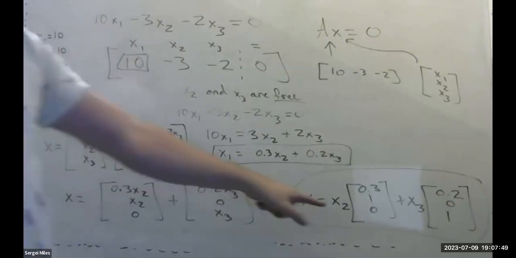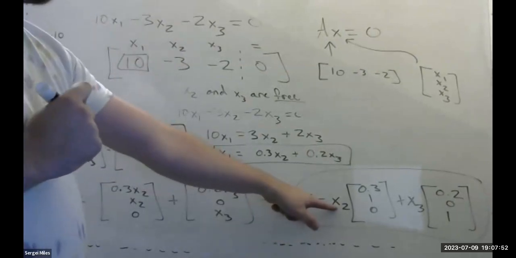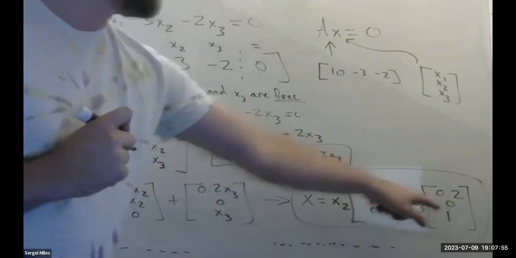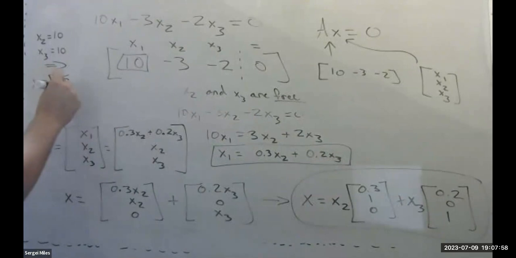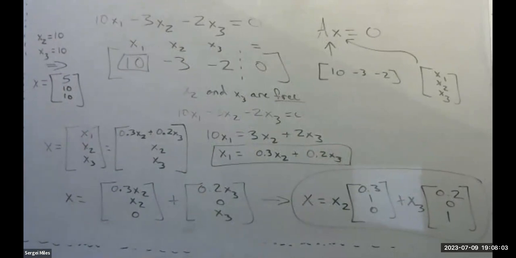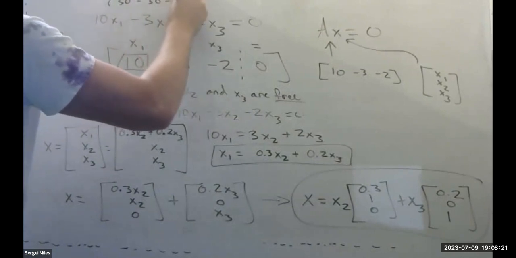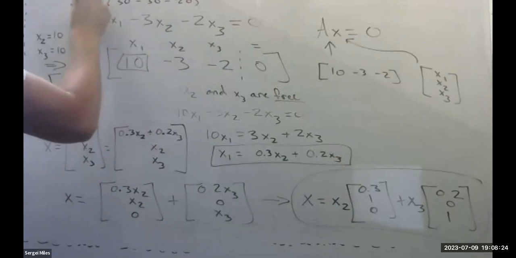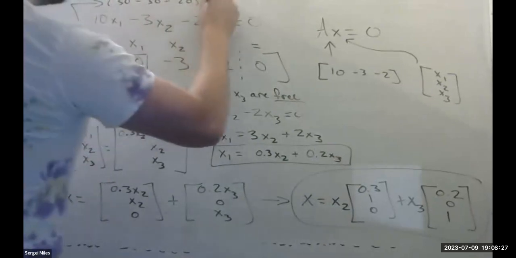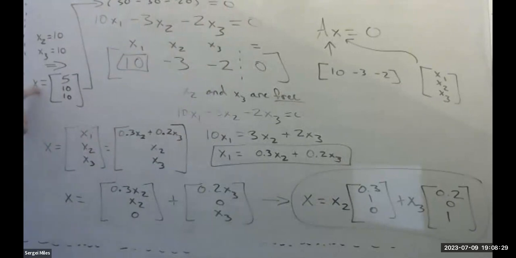What do I get for x2? Well, here I'm going to have 10 times 1 is 10 plus 0. And in fact, x3 is also 10, but that's because I've chosen them to be 10, right? Does this solution make sense? Well, 5 times 10 is 50. Minus 3 times 10 is going to be minus 30. 50 minus 30 minus 20, right? Well, of course, that equals 0. So great, we have a non-trivial solution.